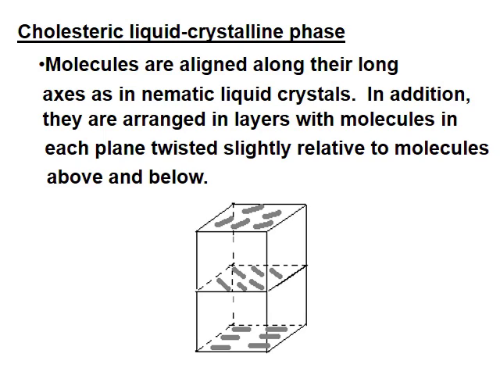Here we are going to discuss the cholesteric liquid crystalline phase. You can see that molecules are aligned along their long axis as in nematic liquid crystals. In addition, they are arranged in layers with molecules in each plane twisted slightly relative to molecules above and below.